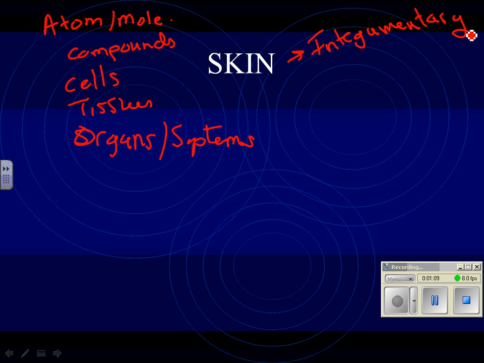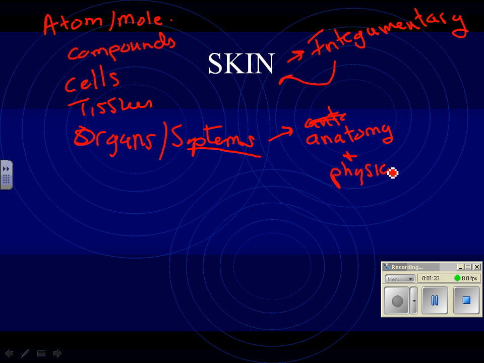Now, the integumentary system's main organ is the skin, and then a little bit later on we'll talk about some accessory organs. Okay, what are called accessory organs. When we talk about organ systems, we're going to talk about both the anatomy of the organ system, and then the physiology of the organ system. Sometimes they go pretty closely together. Anatomy being the parts, physiology being how they work.